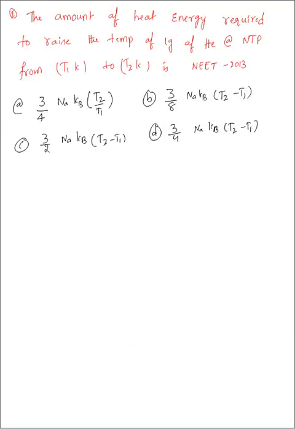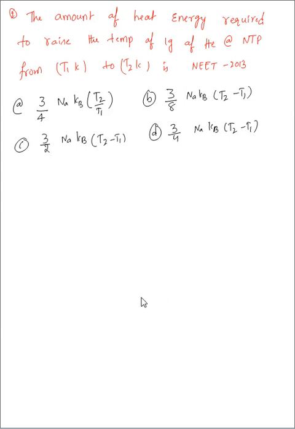Next question says the amount of heat energy required to raise the temperature of 1 gram of helium, which is monatomic, at normal temperature from T1 Kelvin to T2 Kelvin is, when they asked this question in 2019. Options they given like this: 3 by 4 Na kB T, and so on, 3 by 8, 3 by 2 and 3 by 4 they given.